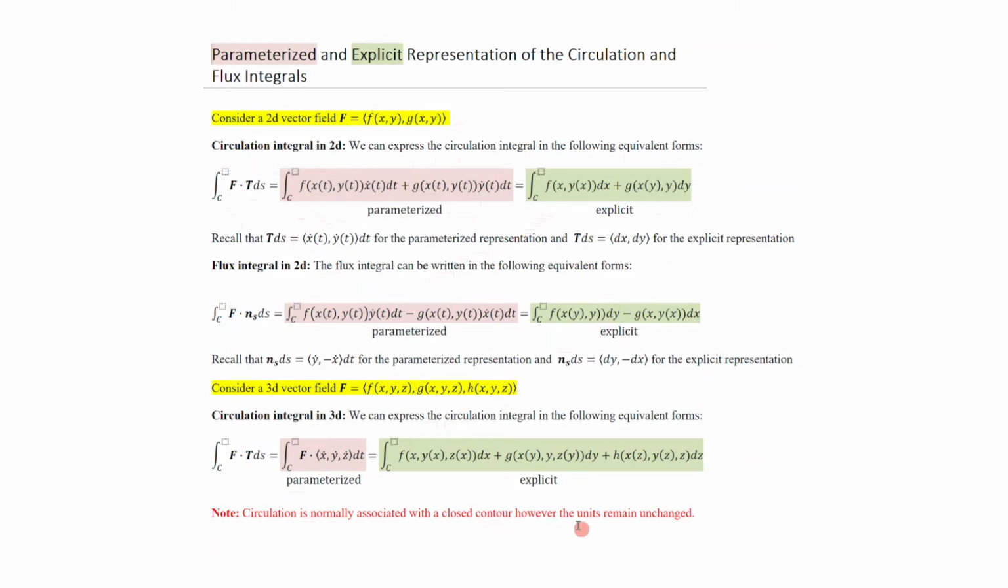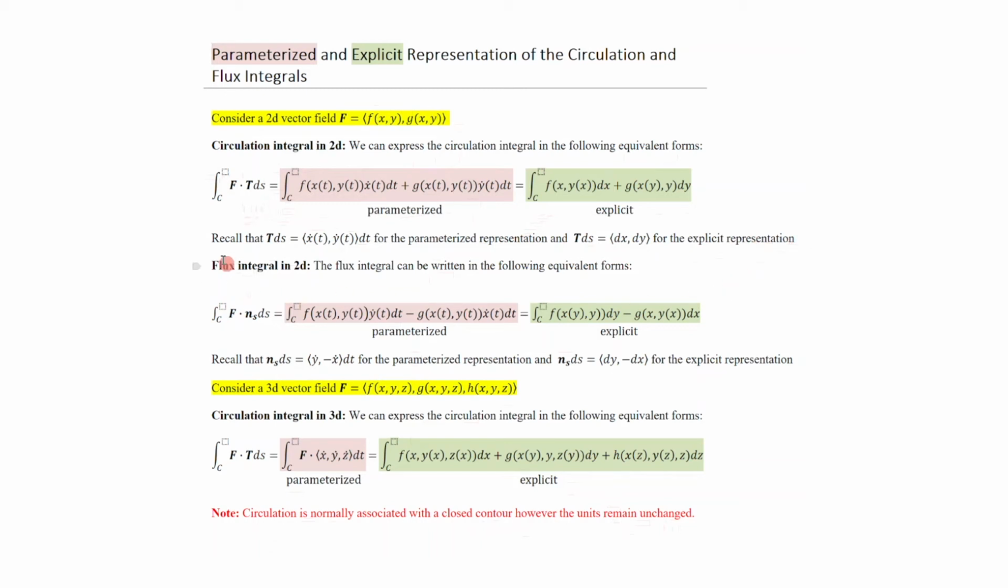However, the units remain unchanged. So if we looked at this, we had defined anything involving a vector field dot product with a tangent vector. We said that was circulation. But in actual fact, most of the times when we apply this, it would be applied in the context of a closed loop. So it's just something to be aware of. Again, just to recall, this is what T dS represents in the parameterized form, and this is what T dS represents in the explicit form.